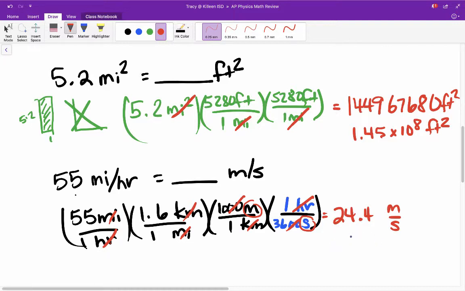Now, does this make sense? Well, you'll start to get a feel for it, but 55 miles per hour, 24.4 meters per second, it actually does sound pretty right. And so that is my answer. Visualize your car going down the road, 24 meters, a couple lengths of the classroom in 1 second. And if you're going 55 miles per hour, then you're going pretty fast. So this sounds about right.